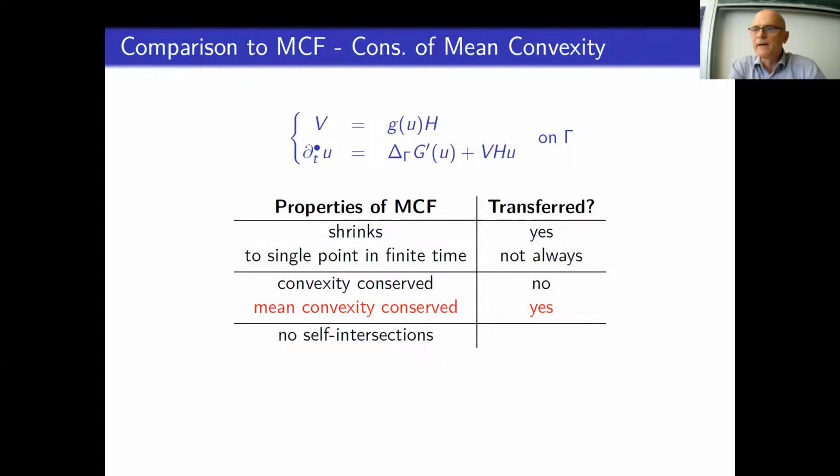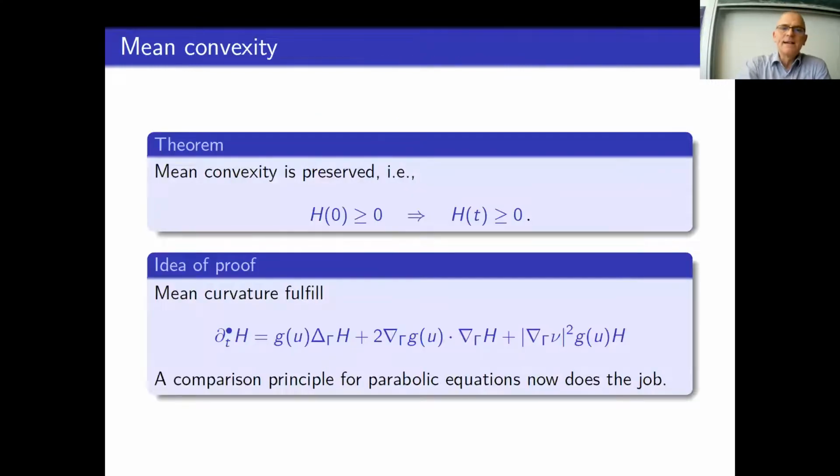I remind you what mean convexity means: H is greater or equal to 0. Is this preserved when we have this at initial time? And the answer is yes, it is preserved. If the mean curvature is greater or equal to 0 at initial time, it stays so. And the reason is the following. The idea of the proof is similar to what you could do for mean curvature flow, but here things are a little bit more involved.